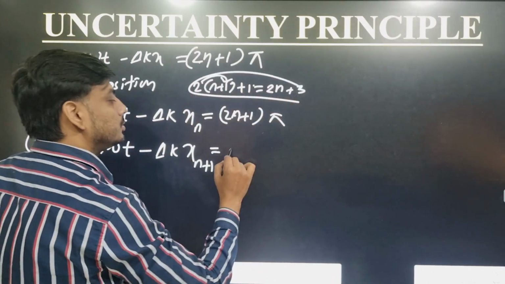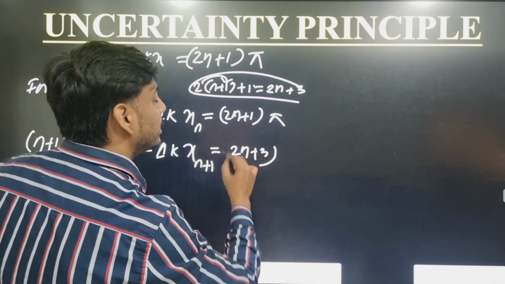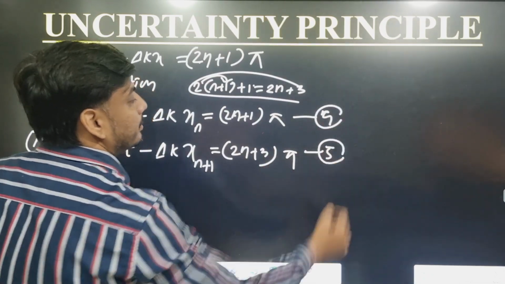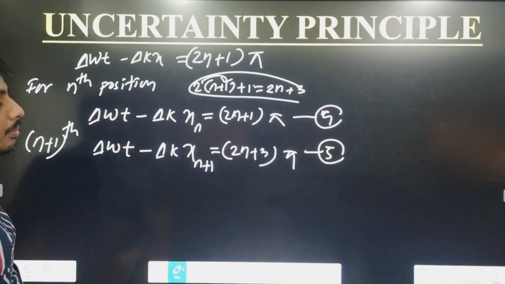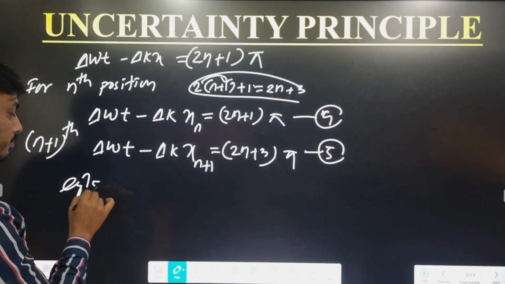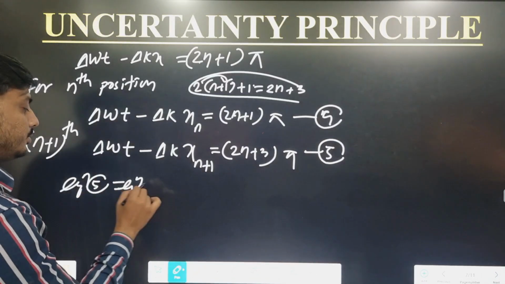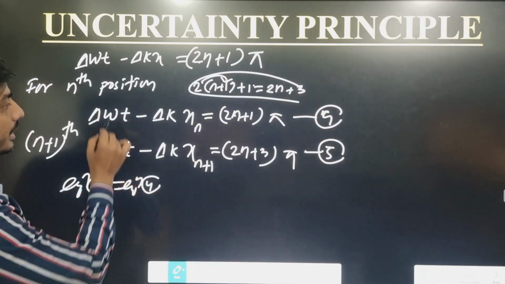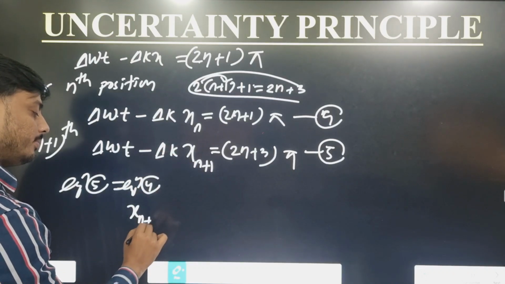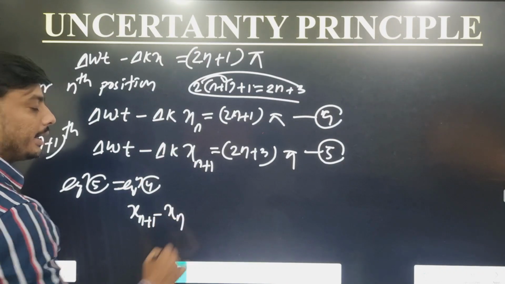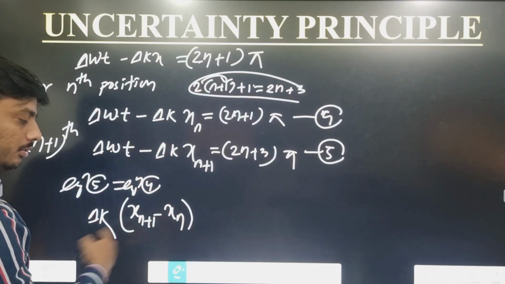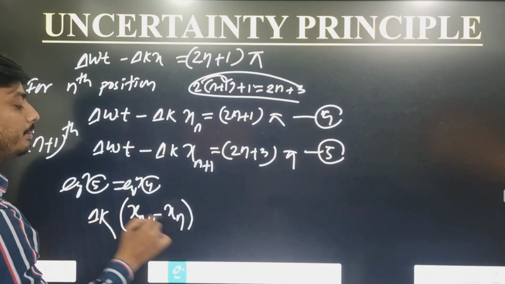This will be the result. So here you can write (2n plus 3) pi. Now, equation number 4 and equation number 5. If we subtract 4 from 5, that is equation 5 minus equation 4, delta omega t will be cancelled, and this will be (x n plus 1 minus x n) into delta k. We take the magnitude here.